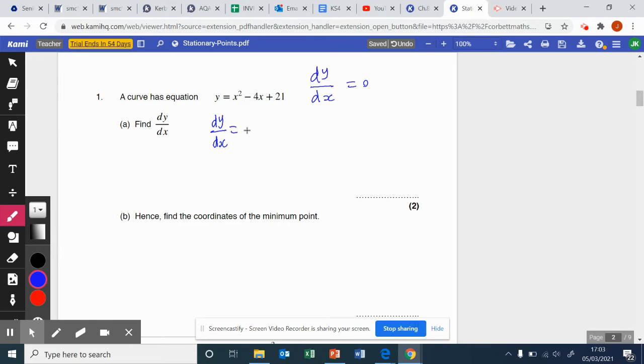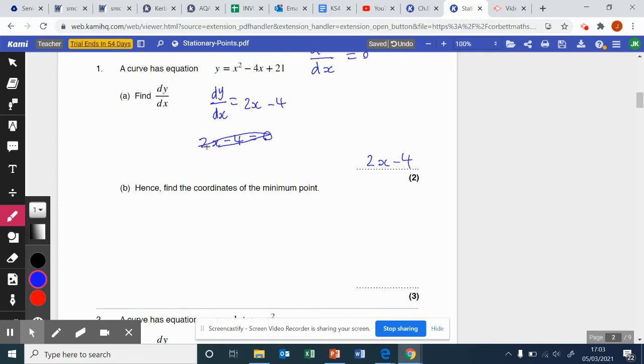Well, that's going to be 2x minus 4. Then we want dy dx to be equal to 0. So in this case, 2x minus 4 is equal to 0. I'm actually answering the second part of the question. So let me just be that stickler and put 2x minus 4 as my answer. I got a bit too excited there. And then underneath here, hence find the coordinates of the minimum point.